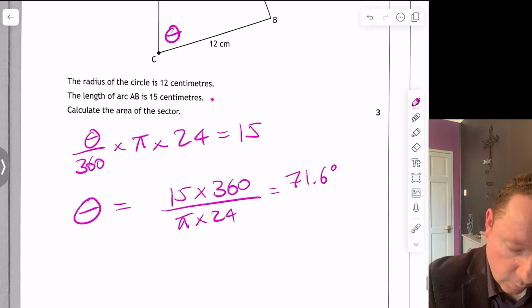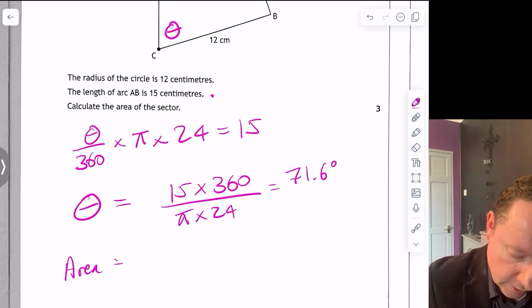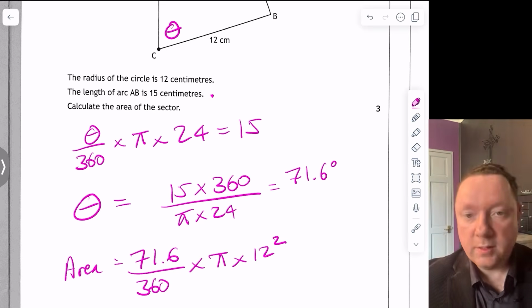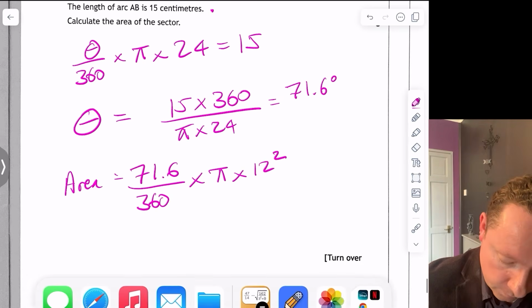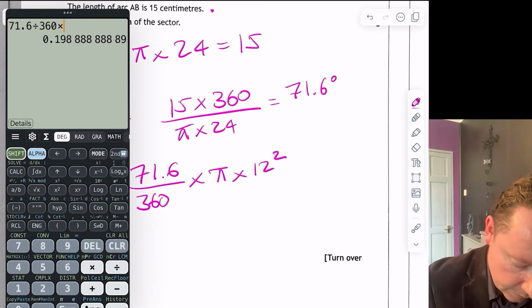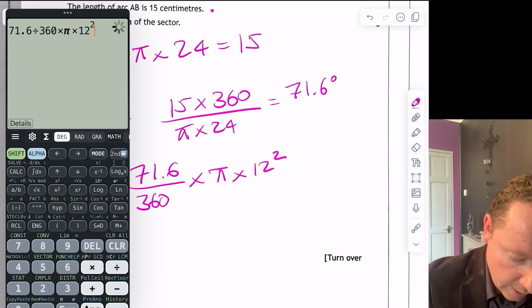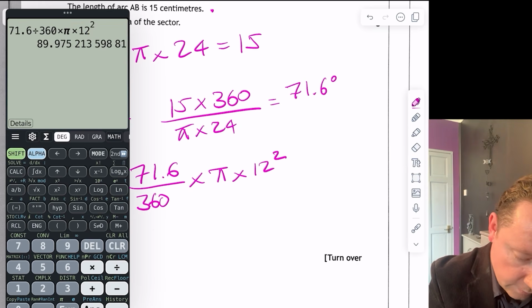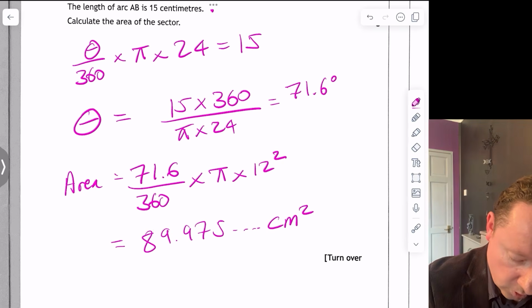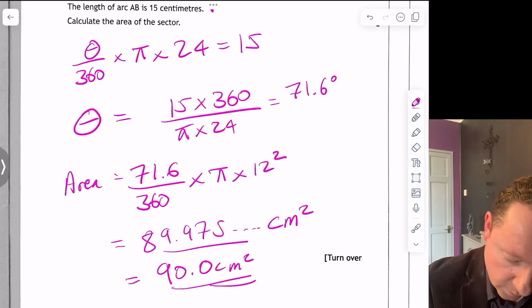So there's my angle. Now I can work out the area, because the area is the angle out of 360 times pi times r squared, which is 12. There are other ways to do this, but this will be fine. 71.6 divided by 360 times pi times 12 squared is 89.975. And it's centimetres squared. You can round it if you want, but it would round up to about 90.0 centimetres squared, which I never like the look of, so I'd probably prefer just to leave it unrounded.